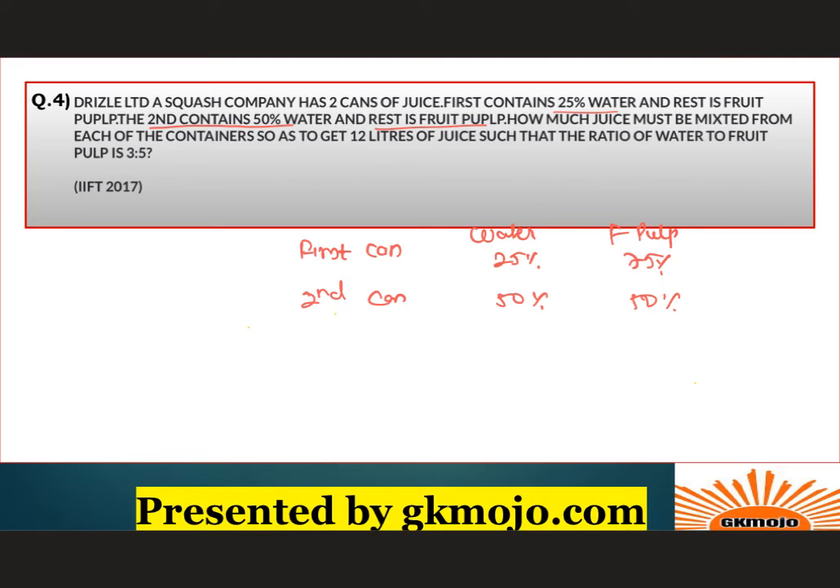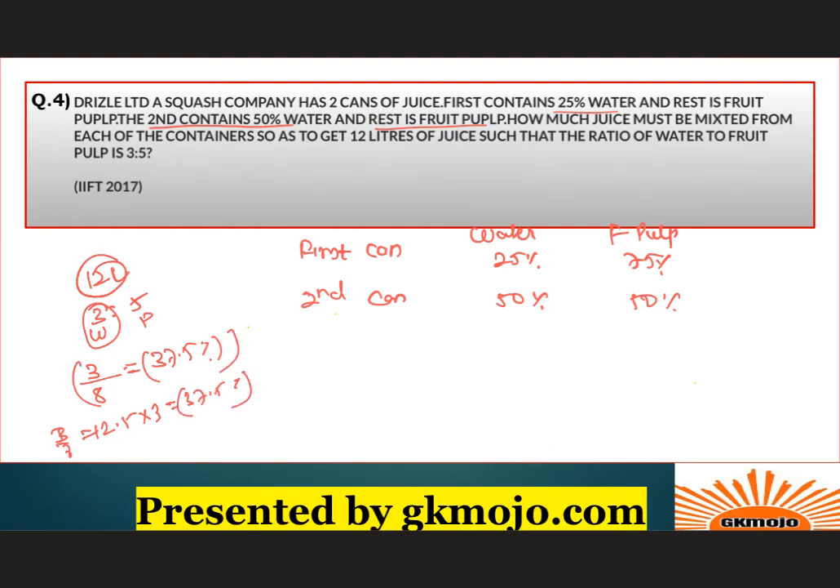How much juice must be mixed from each of the containers so as to get 12 liters of juice, alright, such that the ratio of water to fruit pulp is 3:5. So water to fruit pulp should be 3:5, alright, in this. So what we'll do is, this is water, this is fruit pulp. We'll just calculate with respect to water. So if you see here, what is the part of water? 3 by 3 plus 5, that is 8. 3 by 8, which corresponds to 37.5%. If you remember, 1 by 8 is 12.5. Hence 3 by 8 is 12.5 into 3, which is 37.5%. So this water should be in the quantity as 37.5%.